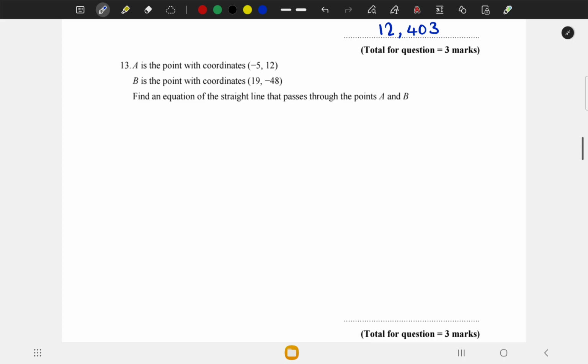A is the point with coordinates -5, 12. B is the point with coordinates 19, -48. You're being asked to find an equation of the straight line that passes through points A and point B.